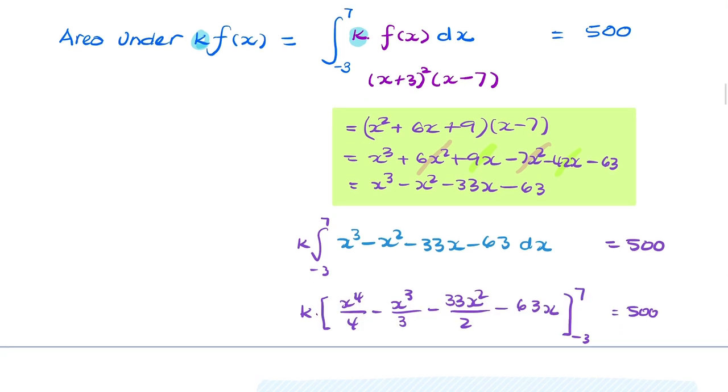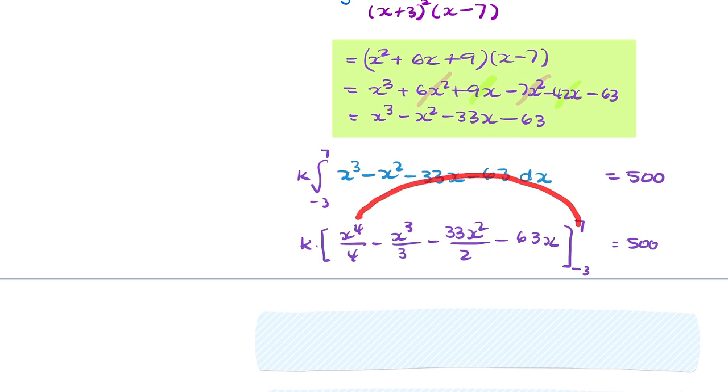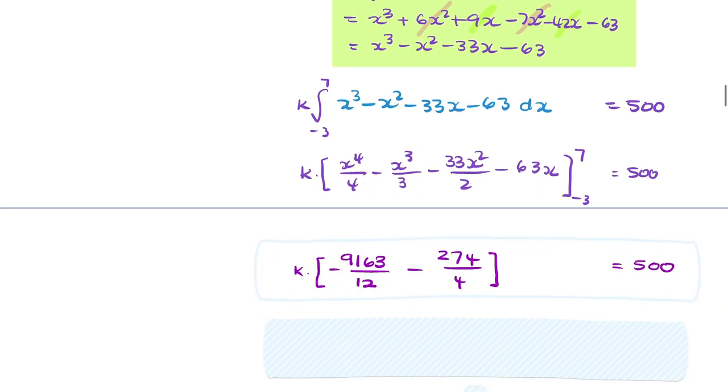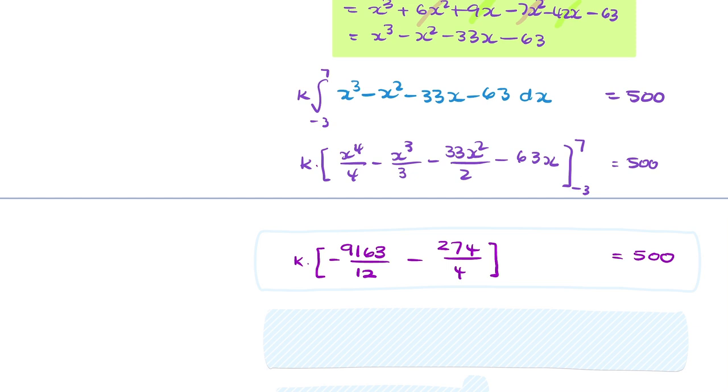We can integrate that, and that should give me a number. So the integral of x cubed is x to the power 4 over 4. x squared is x cubed over 3. So this is easy to integrate. Then you simply substitute 7 into each of these, and you substitute -3 into each of these, and then you subtract. I did that previously. Stick it all in your calculator, and it'll give you these two numbers, this for the 7 and this for the -3, and there's a minus between them.